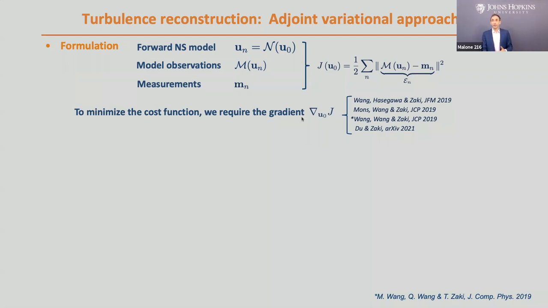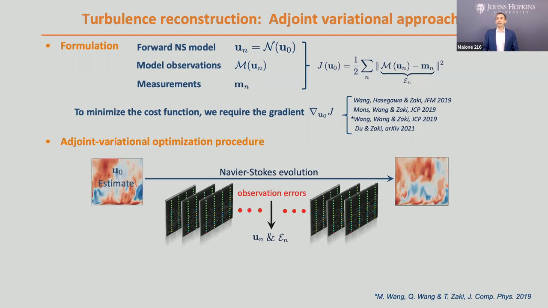To minimize the cost function, I need its gradient with respect to this initial condition. In our group, we've developed 4D VAR methods, as well as machine learning techniques, to compute the gradient of this cost function. Today we'll talk about 4D VAR, so basically adjoint techniques. The procedure is computationally expensive and requires a lot of storage, but it's the gold standard for predicting a large control vector U naught, because it depends on three-dimensional space. So it's an nx by ny by nz control vector.